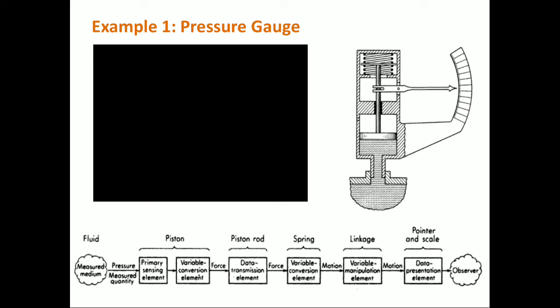Then comes the variable manipulation element. The linkage will act as the variable manipulation element. Based on the small displacement in the piston, the linkage will produce considerable deflection in the scale. That can be adjusted by changing the length of the linkage, or even by changing the gradation in the scale. And the final stage is the data presentation element, that is the scale.